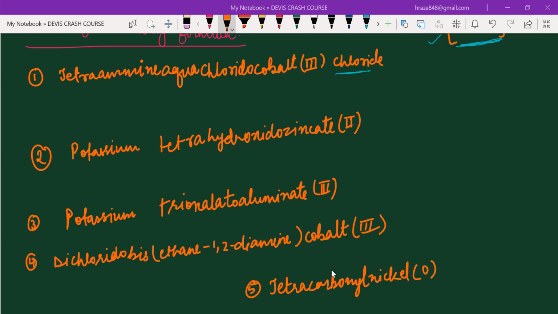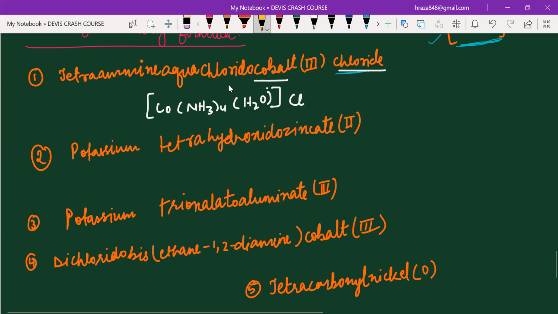Okay, done. Very good. Let me just write the formula and you will check whether you have done it correctly or not. So, tetraamine and first of all cobalt. I'm going to put cobalt here, and you can see tetraamine, that means NH3 4, and then comes aqua, that means H2O, and after that the bracket closes and chloride, that is this, right?